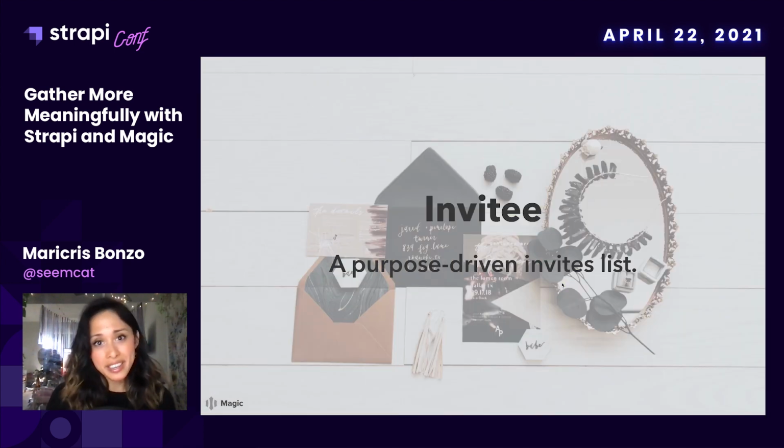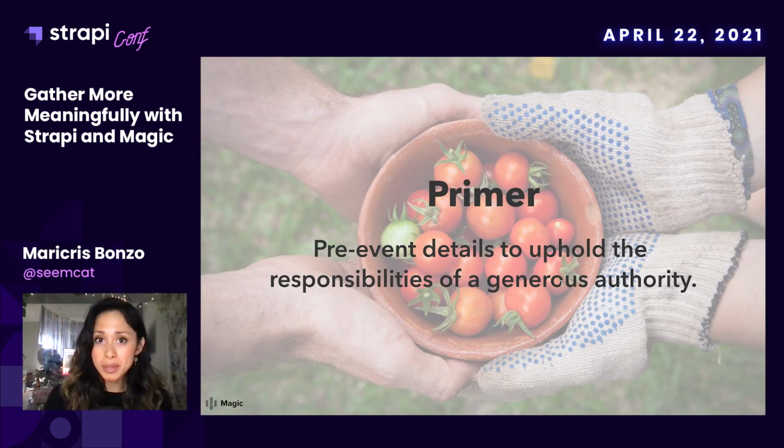Next up is the invites list, and it should be purpose-driven. So for me, I'm going to need to invite people who bring out the best in me. Up next is primer, and these are just a list of details that you need to send out to your attendees before the event to help them prepare for the event so that they can make the most out of it.